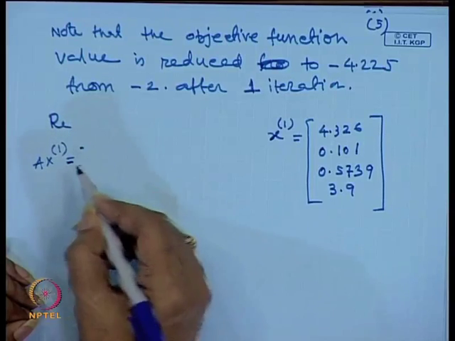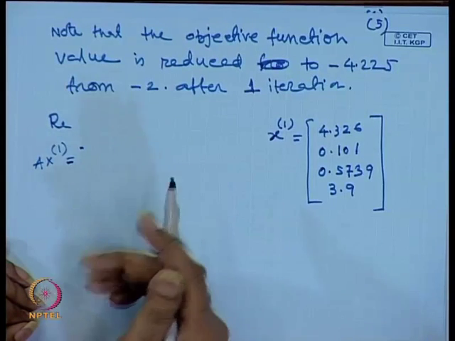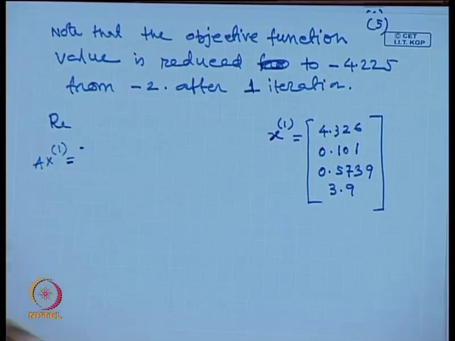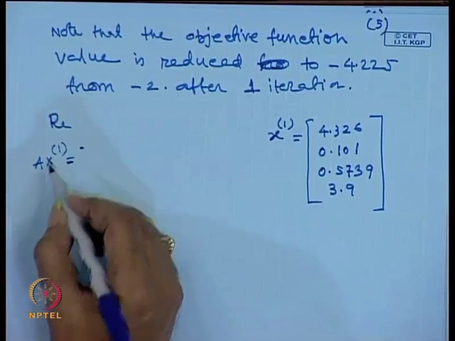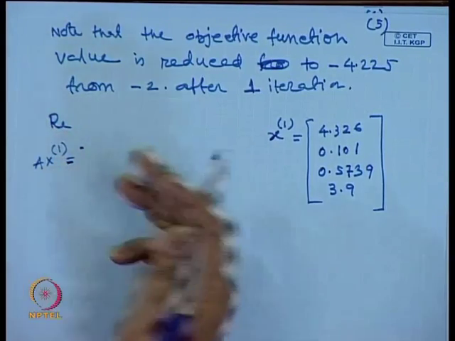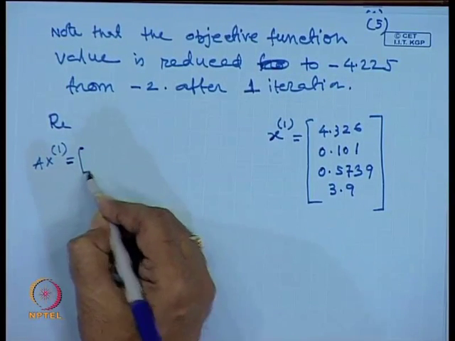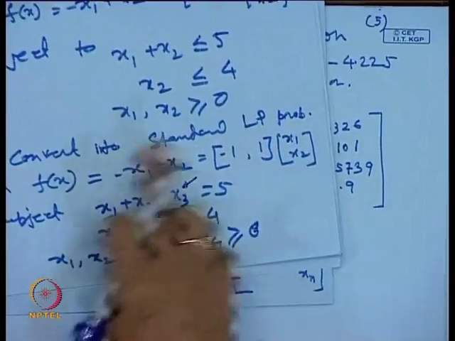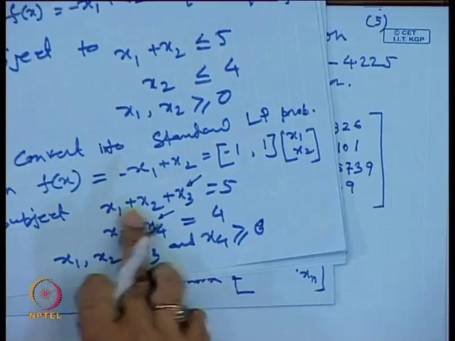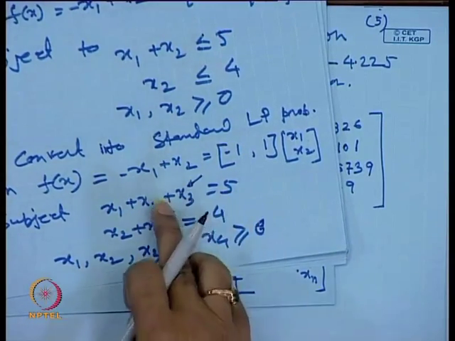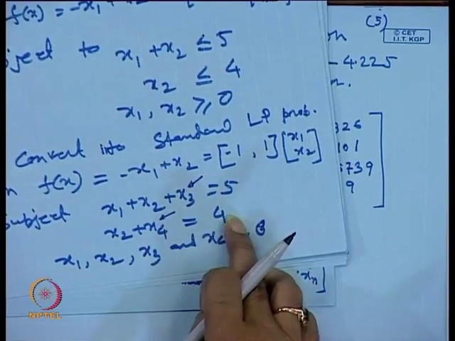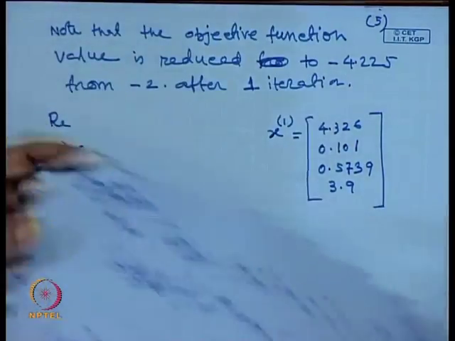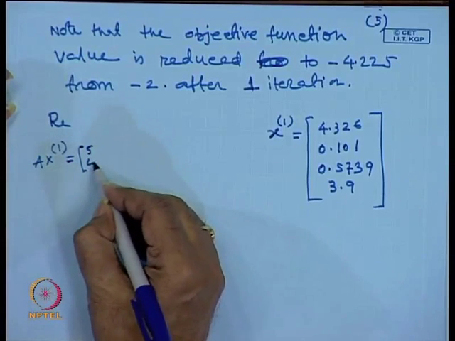A times x superscript 1 will be equal to this. Our basic equation: if you take x superscript 1 and the x 1 and x 2 terms, the values are 5 and 4, I will show you. See this one, after converting to standard form, if you put the values of x 1, x 2, x 3 here, you should get 5, because it is an interior point. If you get 5 and in this equation you get 4, it indicates you are inside the feasible region. So one can check that this will be 5, 4.